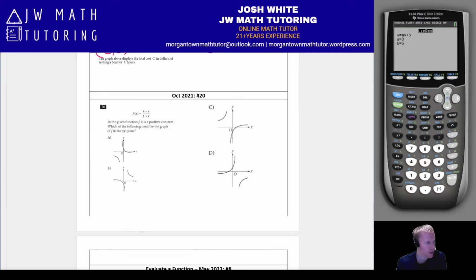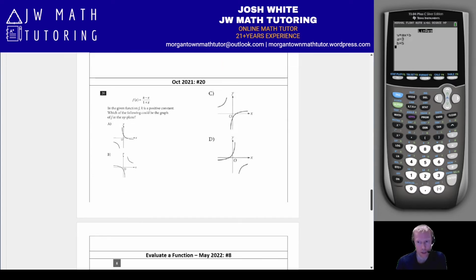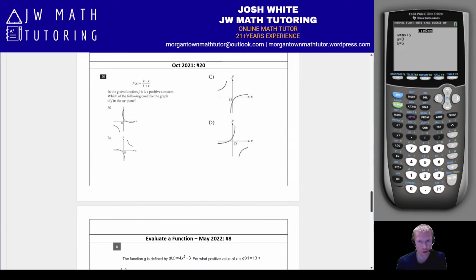Now let's look at a problem from the October 2021 QAS. It's problem number 20, and they give you basically a function here, but there's one spot that is not filled in with a number. So basically the function is (k minus x) over (1 plus x). Okay, and k is a positive number. It says, which of the following could be the graph of this function in the xy-plane. Okay, and there's a bunch of different possibilities here.